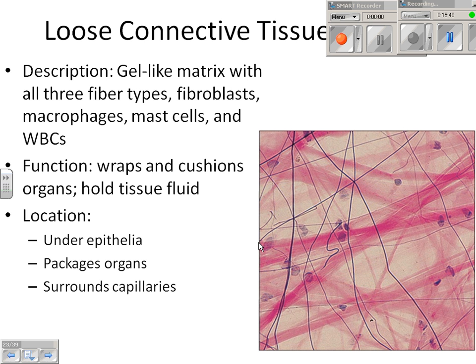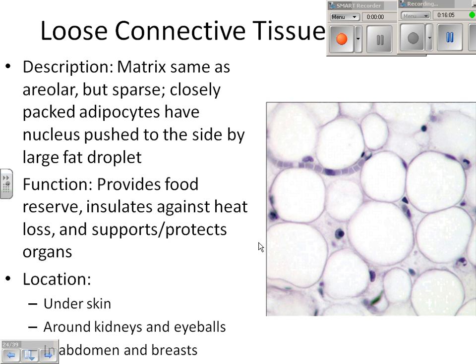Where do you find this? Most of the time, areolar connective tissue can be found under epithelial tissue. For example, when we look at the skin, you'll be able to see areolar connective tissue under the skin. It packages organs, is protective, and it surrounds capillaries. All right, more loose connective tissue.